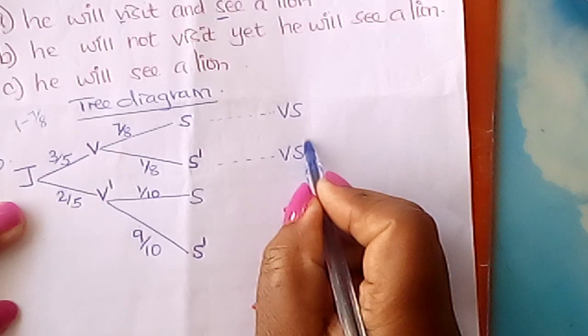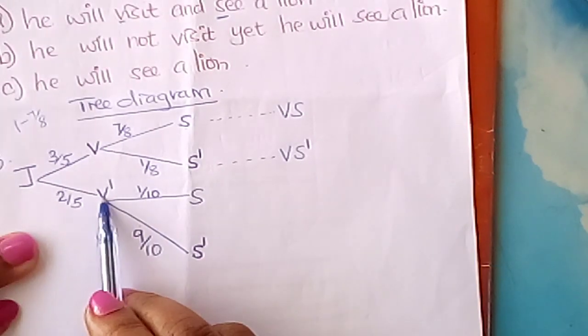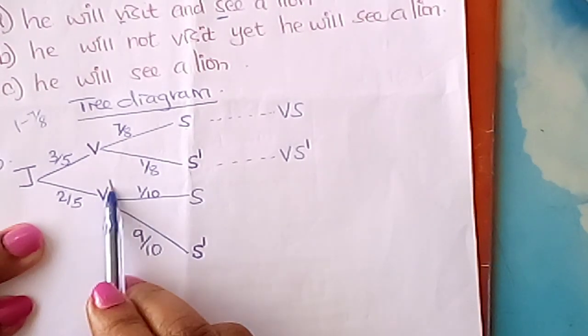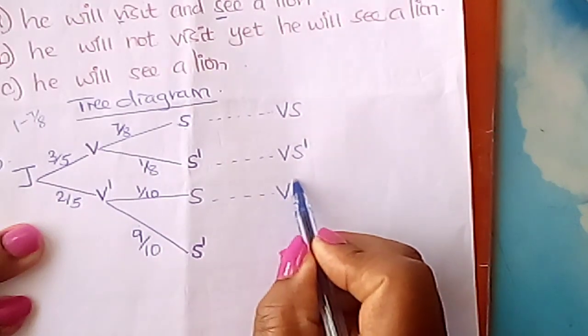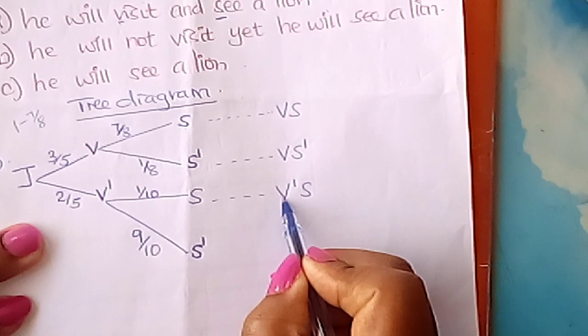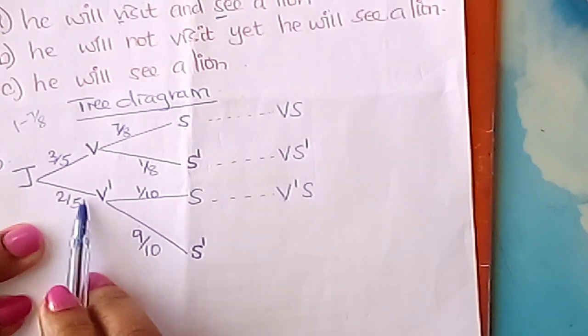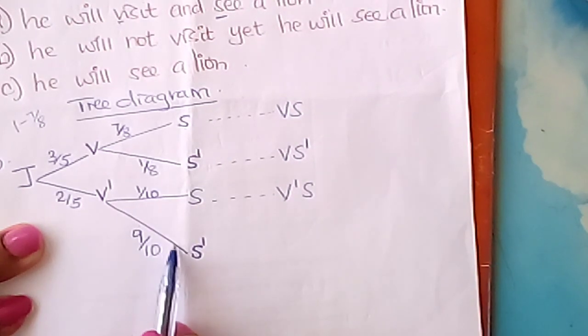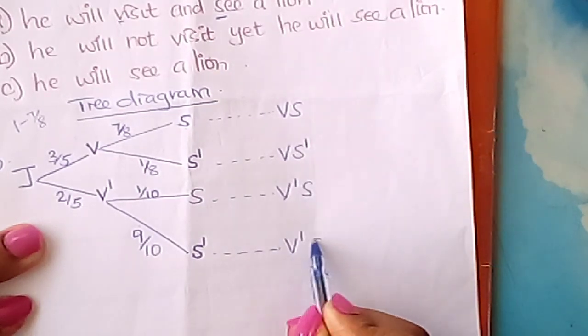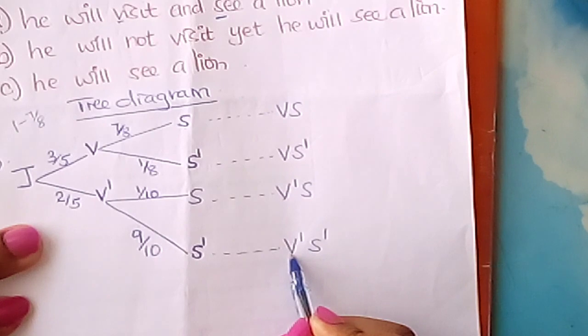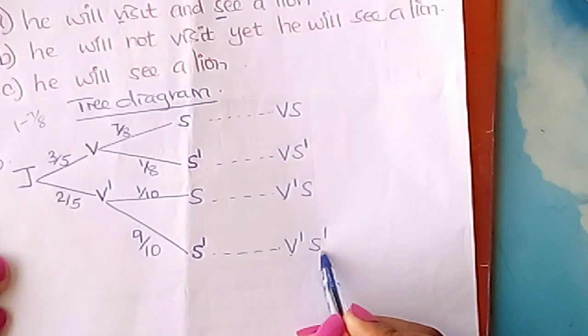Visits and does not see a lion. We come to this, V prime S. Another outcome, V prime S. He does not visit, yet he sees a lion. We come to this branch here, or root. You come and say V prime S prime. He does not visit and he does not see a lion.